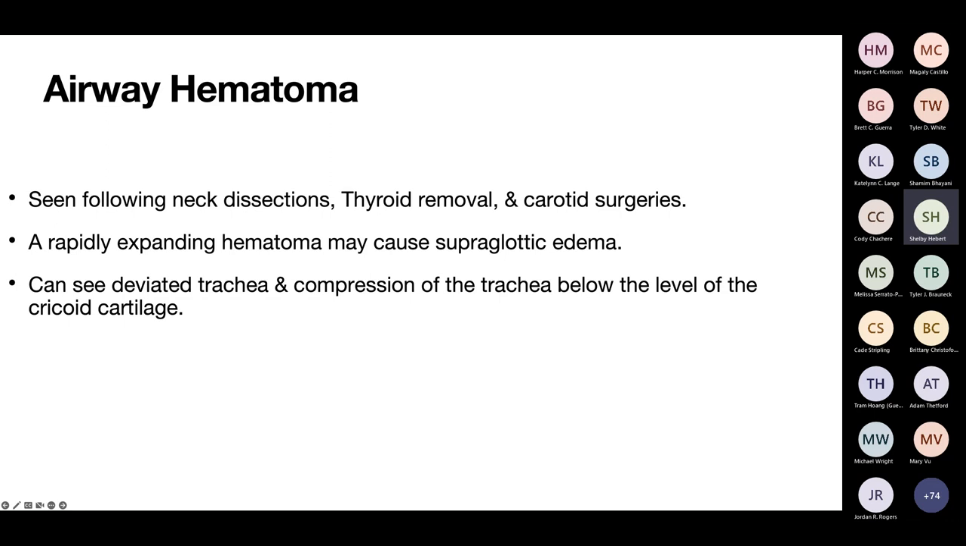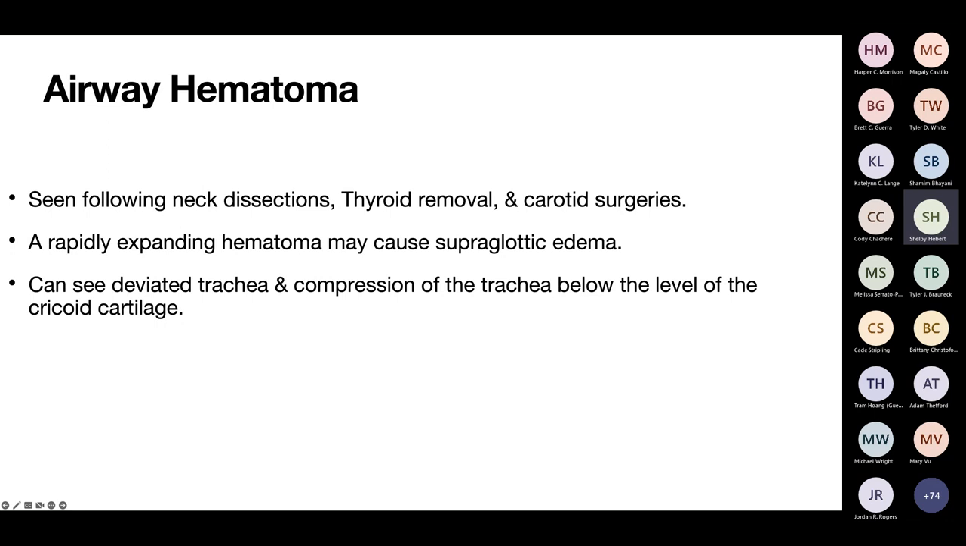So airway hematoma, as I said, is usually seen following neck dissections, thyroids, carotid surgeries, that sort of thing. And it's going to be a rapidly expanding hematoma that's causing some sort of edema around the glottis. It's kind of artificial edema because it's not actually inside the trachea, but it may be enough that you see deviated trachea, compression of the trachea below the level of the cricoid cartilage, which can be problematic because we usually think about things to the level of where our endotracheal tube is, but you may find that the edema is actually down below that, which can be hard.